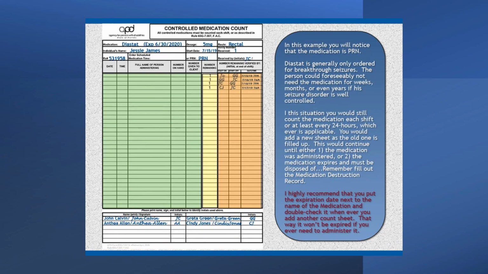In this example, you will notice the medication is PRN. Diastat is generally only ordered for breakthrough seizures. The person could foreseeably not need the medication for weeks, months, or even years if his seizure disorder is well controlled. In this situation, you would still count the medication each shift or at least every 24 hours, whichever is applicable. You would add a new sheet as the old one is filled up. This would continue until either 1, the medication was administered, or 2, the medication expired and must be disposed of.